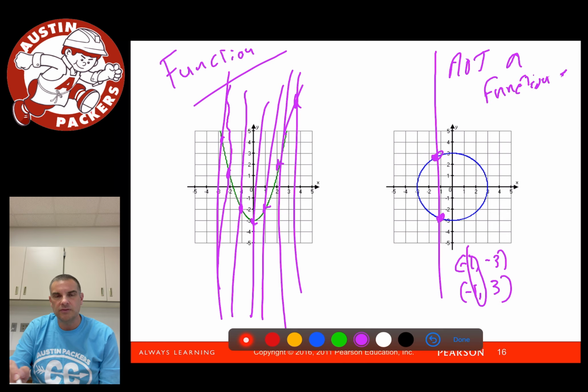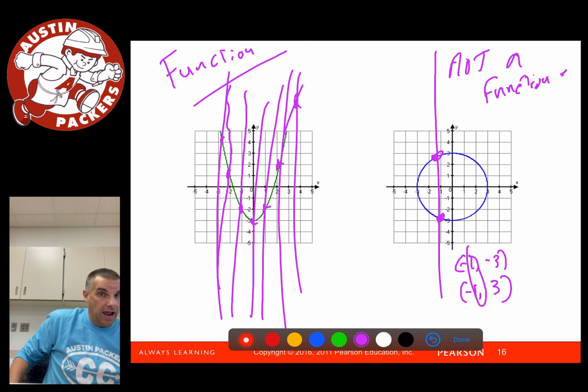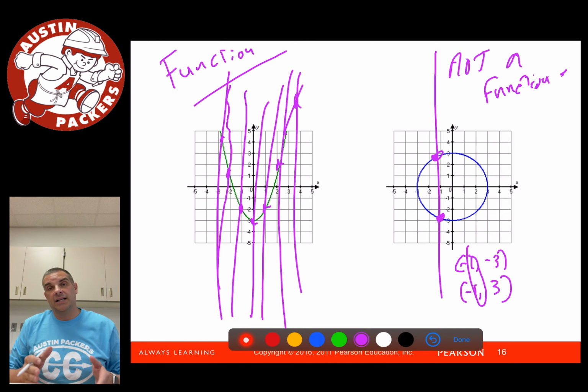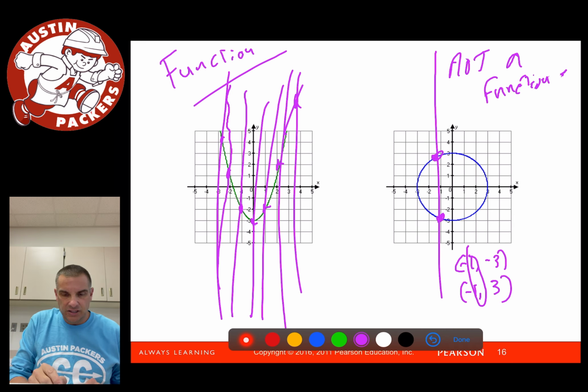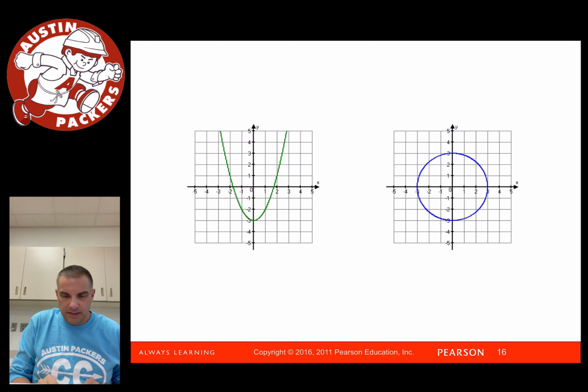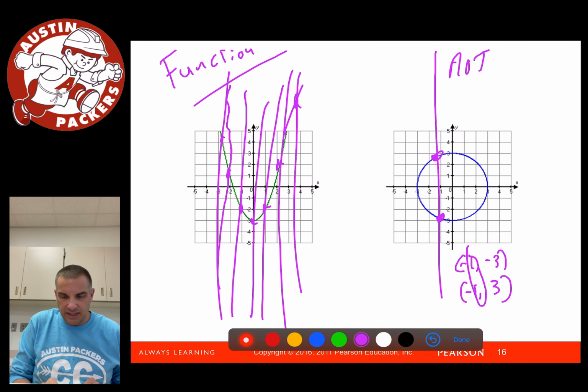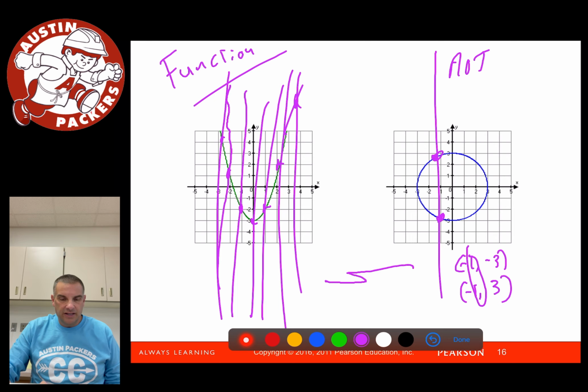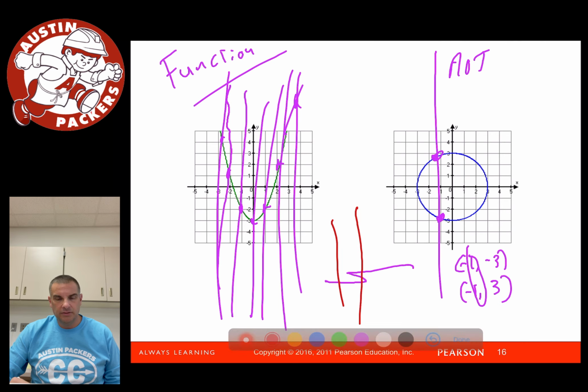And you can always do a vertical line test to determine if something's a function or not if you're given the graph. You can just draw those vertical lines, and they have to be able to be drawn everywhere. So say that I have a graph that looks like this. If I draw a vertical line there, you can say, well, yeah, that's a function. But you have to be able to draw it everywhere.